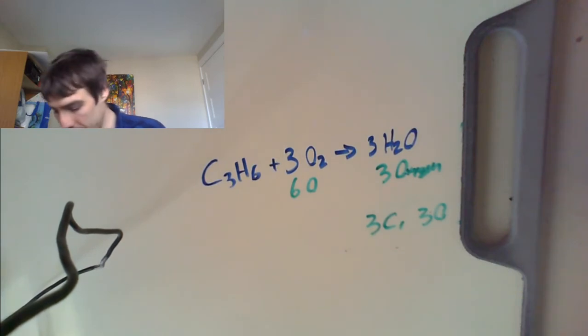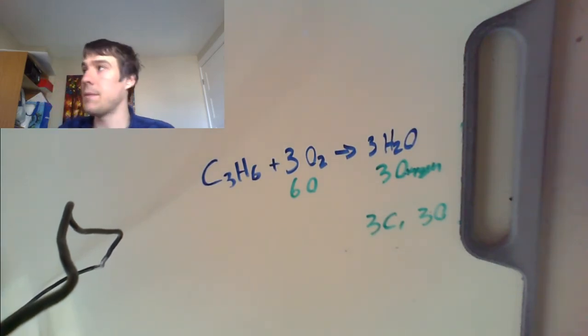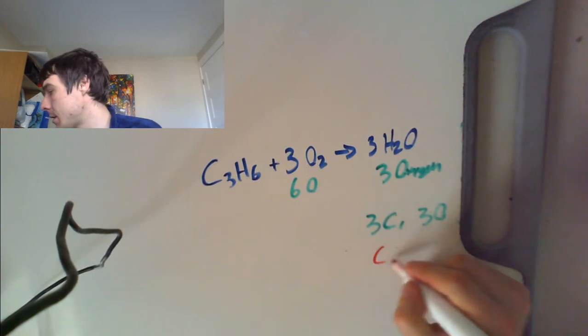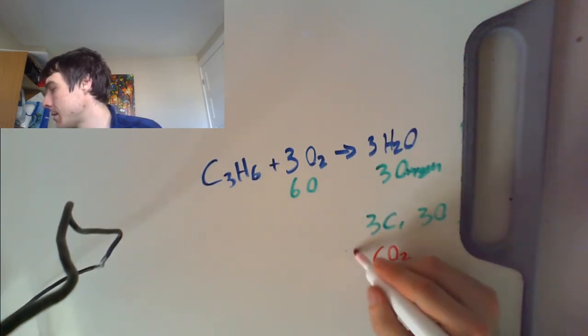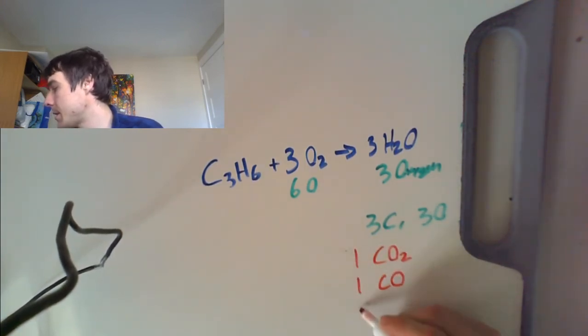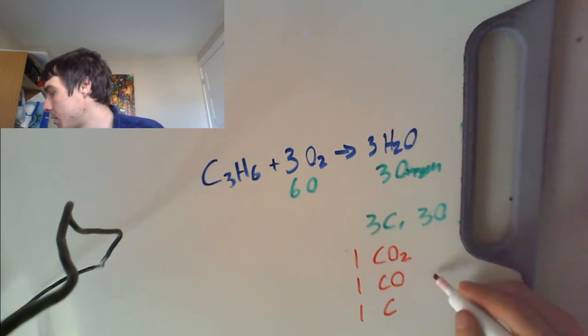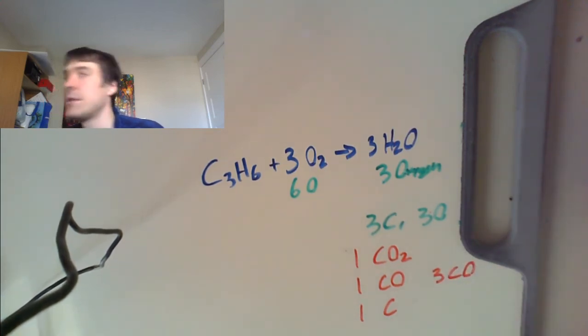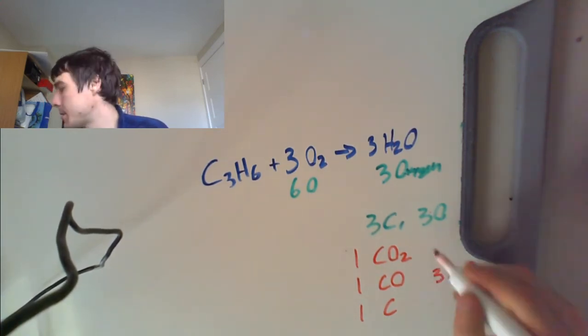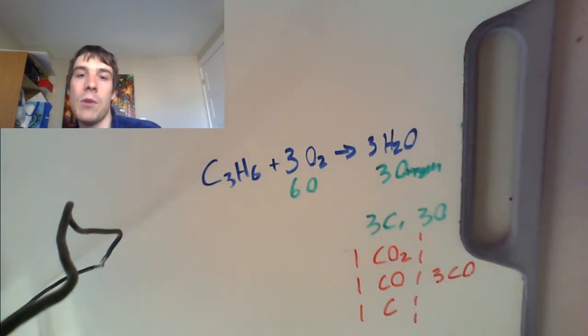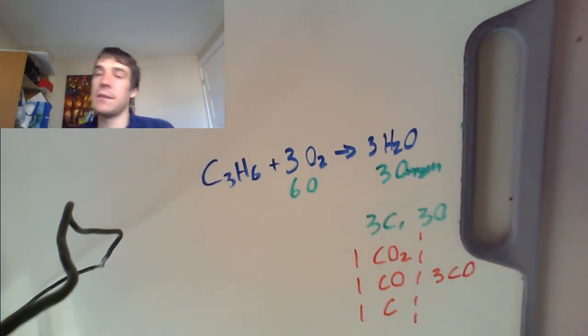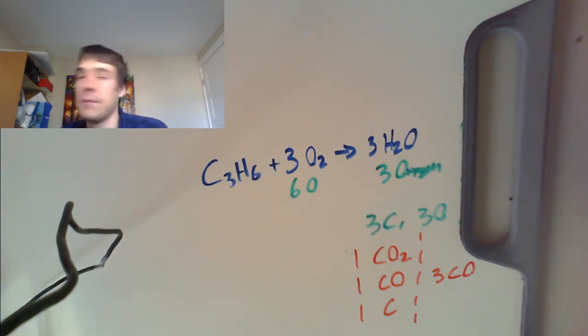How do I distribute it? Well, there's a couple of options actually. You could do 1 carbon dioxide, 1 carbon monoxide, and 1 carbon, just straight up. That's possible. Or you could do 3 carbon monoxides. So 2 options here. Both are fine. The real answer is somewhere in the middle, probably. You'll get a little bit of carbon dioxide, a little bit of carbon monoxide, and probably a whole lot of soot from this one.